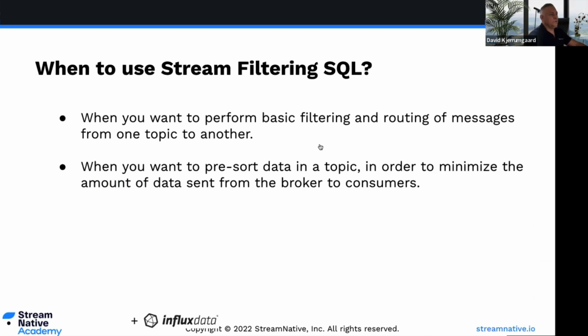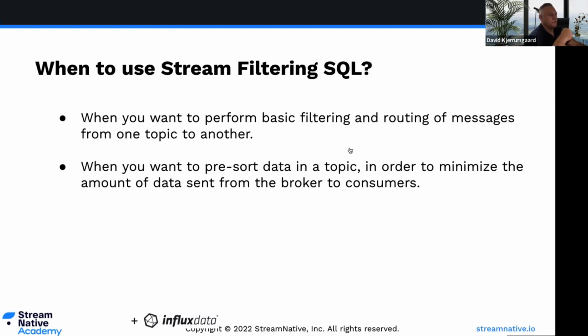So when would you want to use this? When you want to do basic filtering, routing of messages from one topic to another, and you don't need to use a complex processing engine to do that. Obviously, it's doable with Flink. You could do it with Presto SQL as well. You dump it out to JSON, route it back in as well. But if you want it to be much simpler and easier, this is a great use case for that.